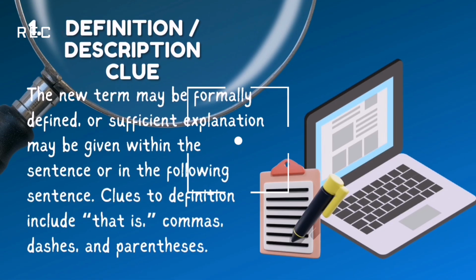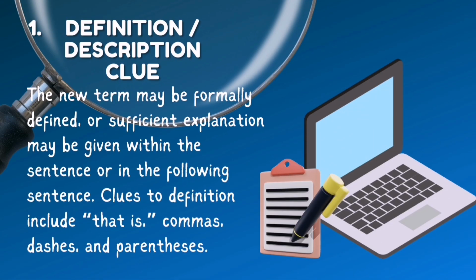Starting off with a definition or description clue. The new term may be formally defined, or sufficient explanation may be given within the sentence or in the following sentence. Clues to definition include, that is, commas, dashes, and parentheses.